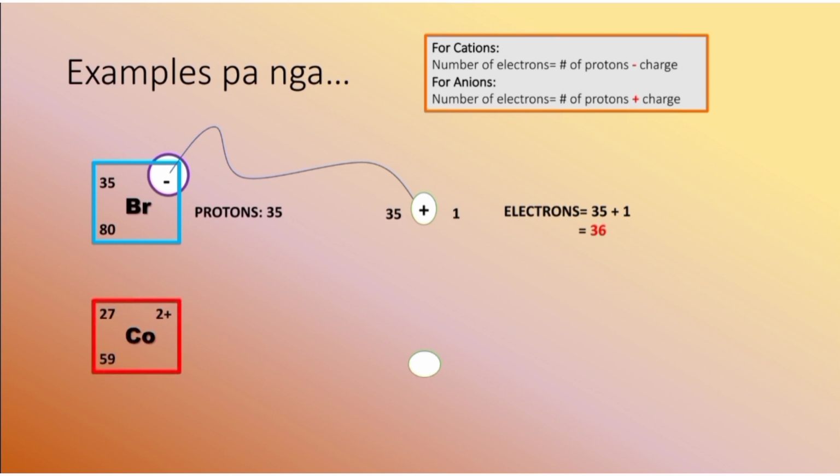Next example, we have here a cation, positive 2. Therefore, yung positive dyan na sign ay gagawin nating minus ni operation. So, 27 yung protons. Galing ulit sa atomic number yon. Ilan yung ima-minus natin? Ang ima-minus natin ay 2 galing doon sa nakabilog na green. So, therefore, 27 minus 2, the number of electrons is 25.